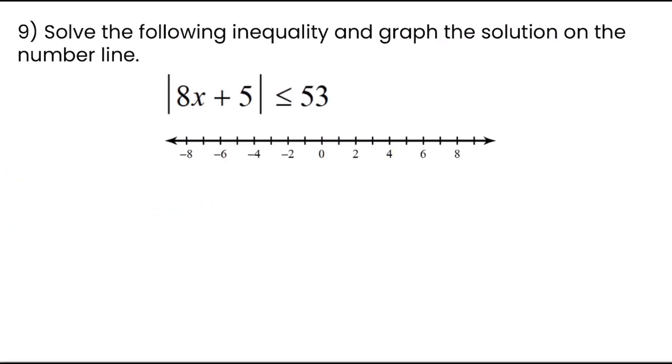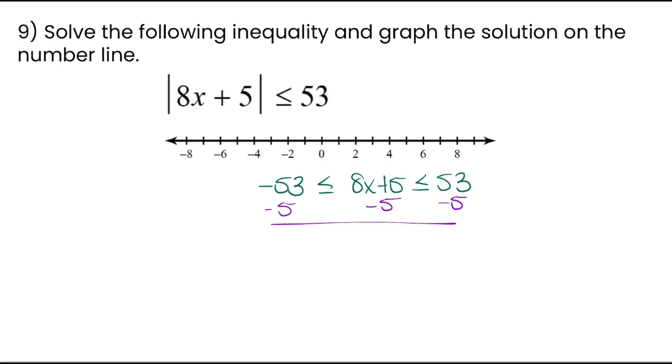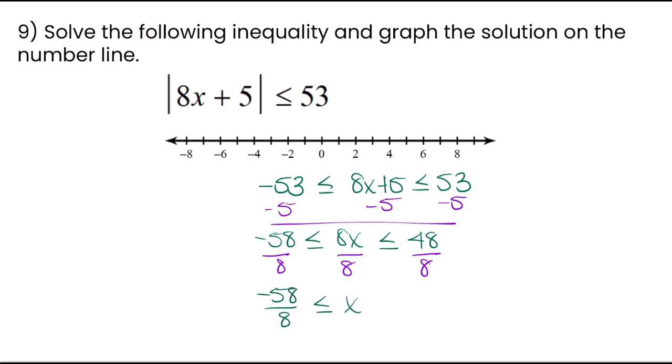Okay, so here, solve the following inequality and graph the solution on the number line. So I'm going to write this as an and inequality. So it's negative 53 less than or equal to 8x plus 5, which is less than or equal to 53. So I'm going to start off by subtracting 5 everywhere. So when I subtract 5 everywhere, I get negative 58 is less than or equal to 8x, which is less than or equal to 53 minus 5, which is 48. So now I'm going to divide everything by 8. So when I divide everything by 8, I get negative 58 over 8, which is less than or equal to x, which is less than or equal to 48 over 8, which is 6.